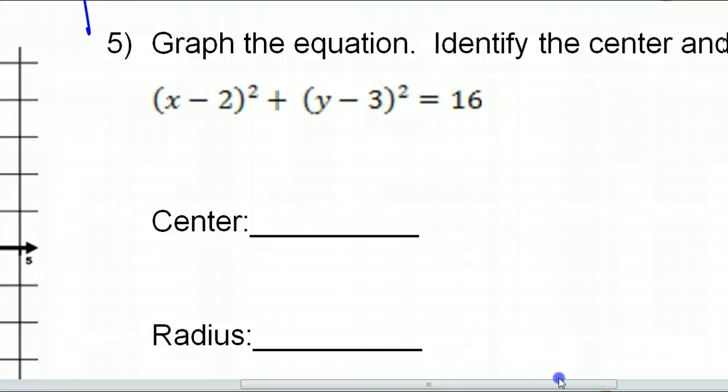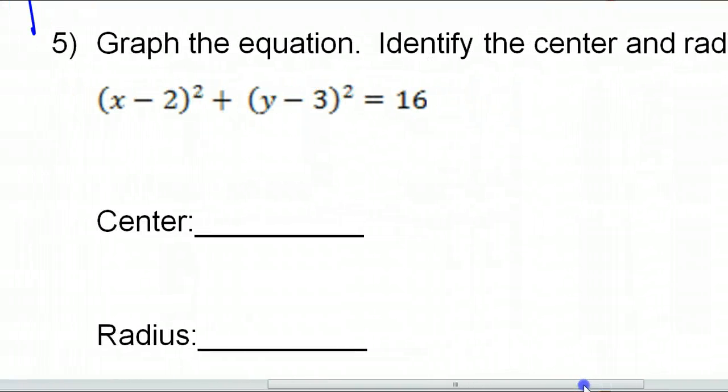What's next? Graph these equations and say what's the center and the radius. All right, well, saying what it is is the easiest part. Okay? Rosie, can you tell me the center? What is the center? 0, 0. No, it's not 0 this time. Henry, go. 2, 3. The center is 2, 3.